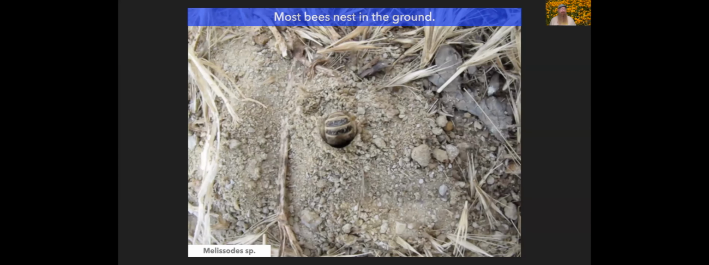Where do bees live? Most of them live in nests in the ground. Most kinds of bees nest in the ground like this.